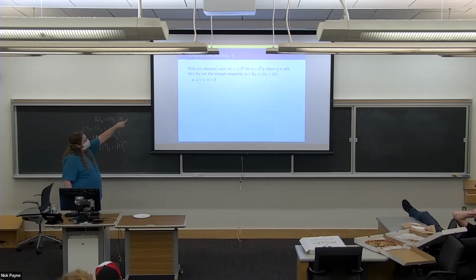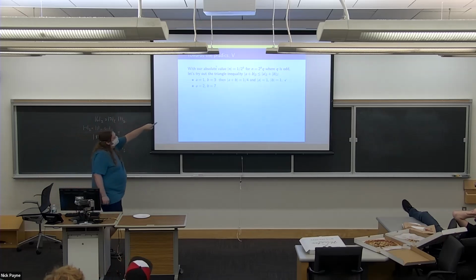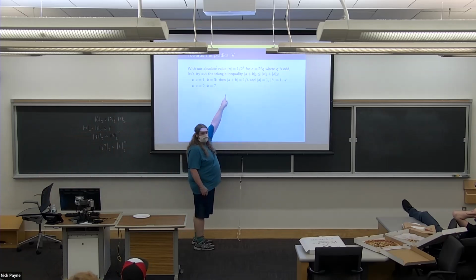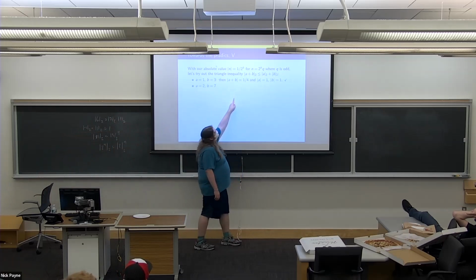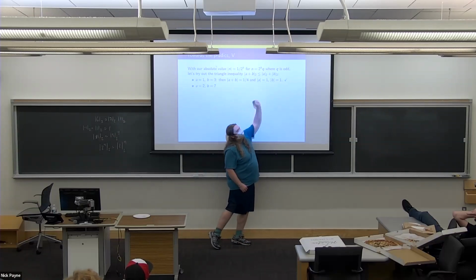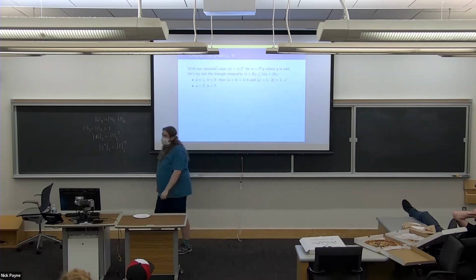Okay, so if a equals 1 and b equals 3. Absolute value of a is 1. Absolute value of b is 1. A plus b is 4, so its absolute value is 1/4. So I ask, okay, does this work for the triangle inequality? If I take 1/4, is that less than or equal to 1 plus 1? The answer is, yeah, by quite a lot.